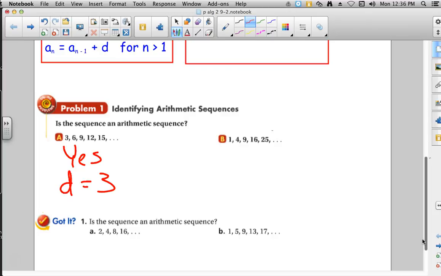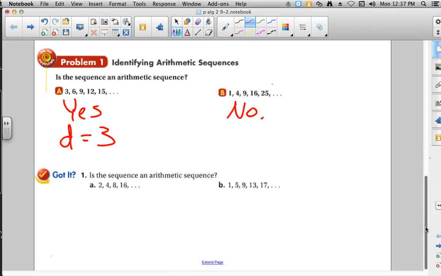Look at B. It's 1, 4, 9, 16, 25. Is that arithmetic? No, they're not adding the same thing every time. Do you recognize those numbers from Friday? The perfect squares, exactly. So it's not that there's not a pattern, it's just that it's not added. There's a pattern there, but it's not addition, and arithmetic is for addition.